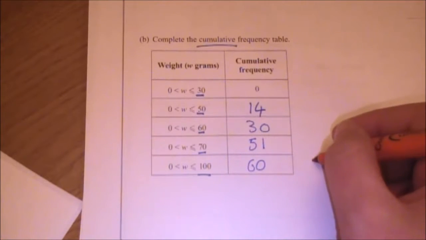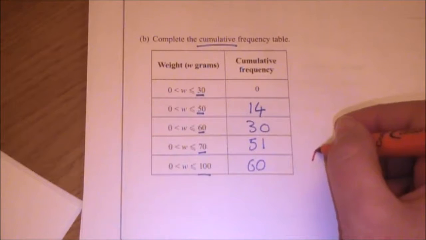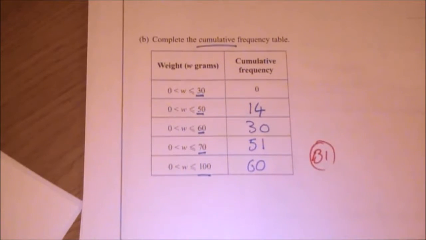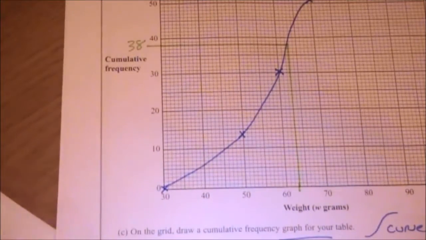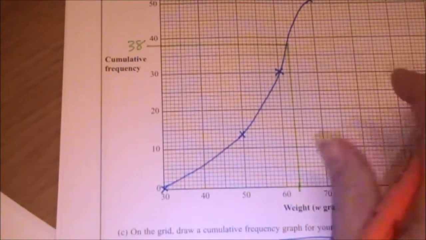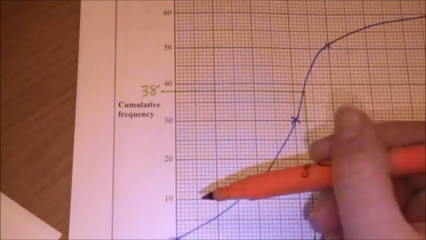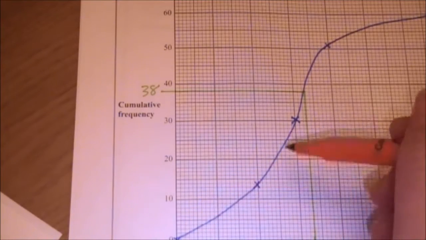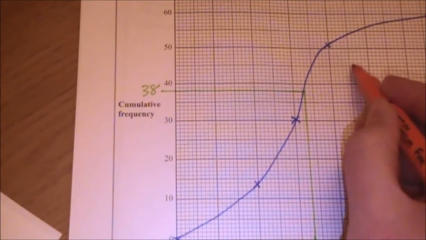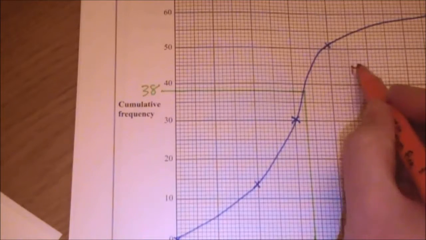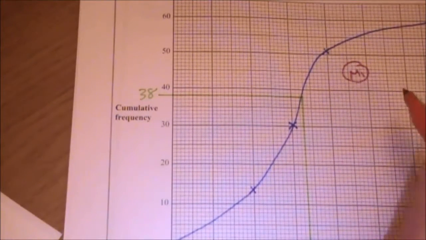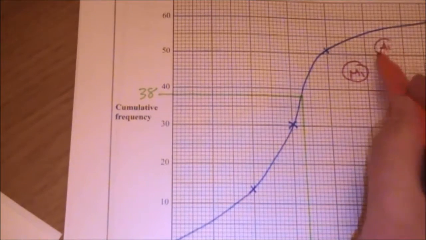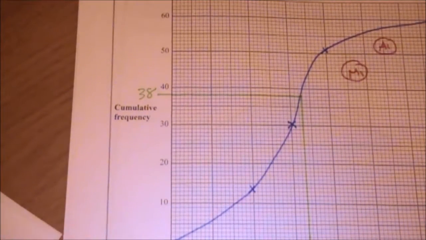Part B is a 1 marker, and you actually get 1 mark for getting all 4 correct. Part C was worth 2 marks, and in this case you get an M1 if you've got 4 of the points plotted accurately, and you get an A1 for a fully correct graph. So there's your 2 marks for that.